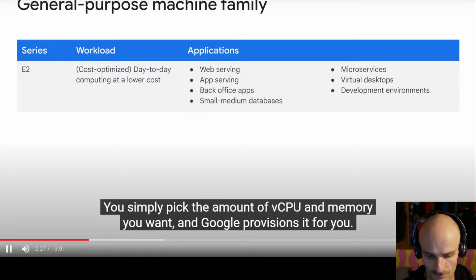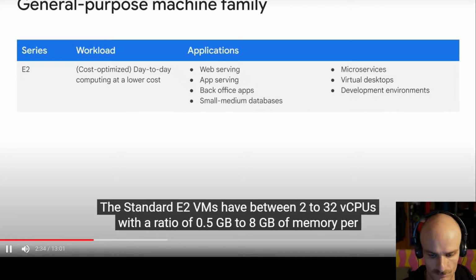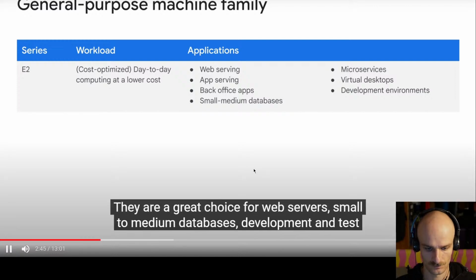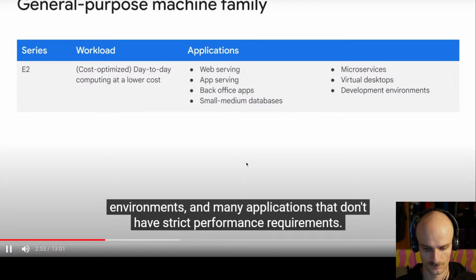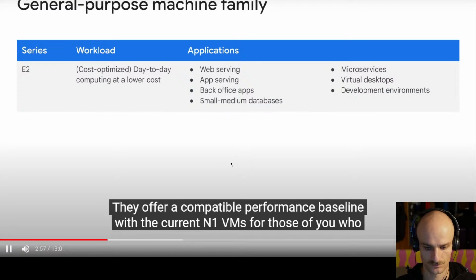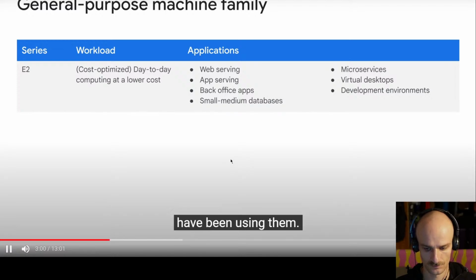You simply pick the amount of virtual CPU and memory you want, and Google provisions it for you. The standard E2 VMs have between 2 and 32 virtual CPUs, with a ratio of 0.5 GB to 8 GB of memory per virtual CPU. They are a great choice for web servers, small to medium databases, development and test environments, and many applications that don't have strict performance requirements. They offer a compatible performance baseline with the current N1 VMs for those of you who have been using them.